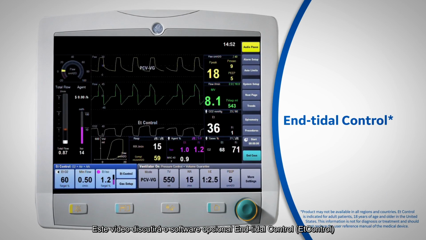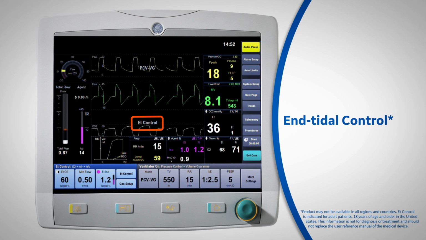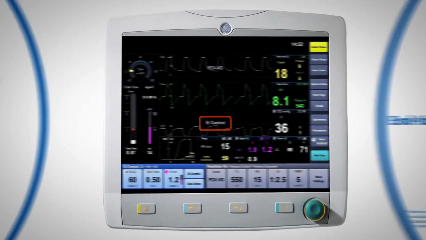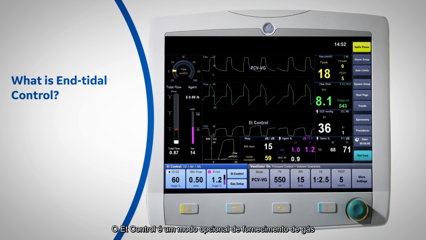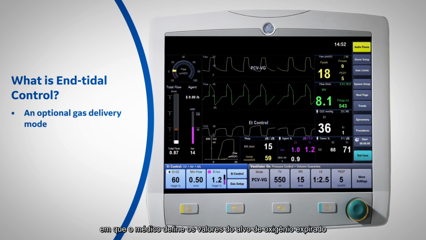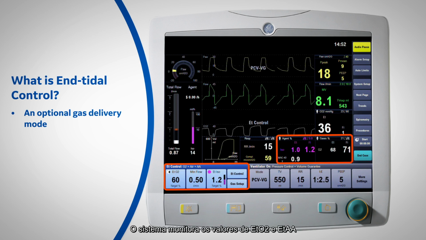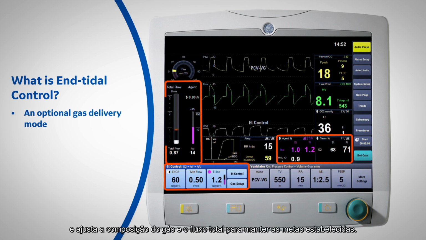This video will discuss the optional end tidal control software found on GE HealthCare's ACES-CS² anesthesia delivery system. Let's get started. What is end tidal control? End tidal control is an optional gas delivery mode where the clinician sets the target end tidal oxygen and target anesthetic agent values. The system monitors the end tidal oxygen and end tidal anesthetic agent values and adjusts the gas composition and total flow to maintain the set targets.